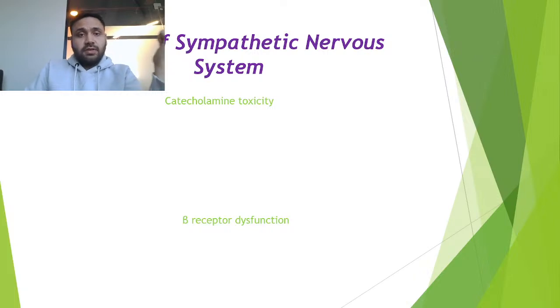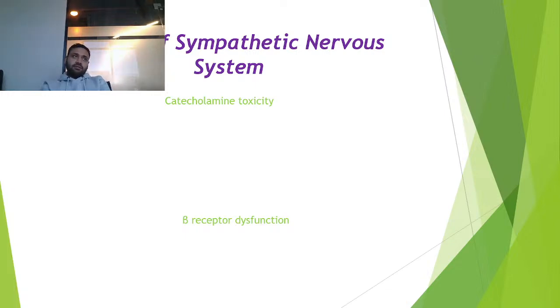Let's go towards another discussion: the role of the sympathetic nervous system. As I have spoken before, the sympathetic nervous system increases cardiac stress, and there are two key events that happen with the increased activity of the sympathetic nervous system. One is catecholamine toxicity, another is beta receptor dysfunction.